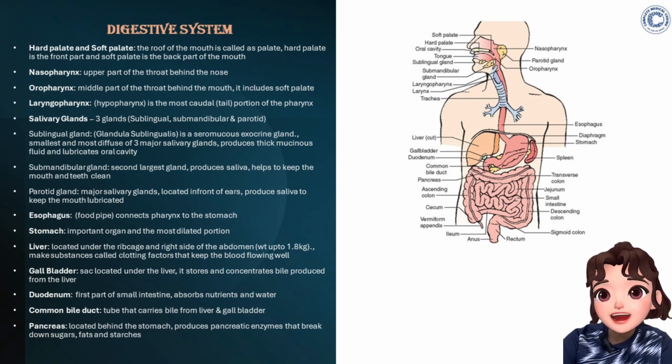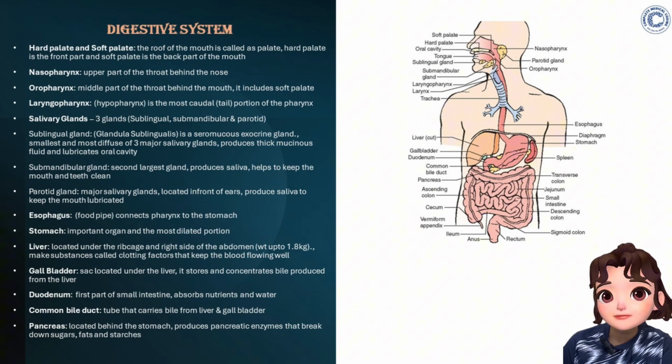Gallbladder. It's a sac located under the liver. It stores and concentrates bile produced by the liver. Duodenum. It's the first part of the small intestine. It absorbs nutrients and water. Common bile duct. It's a tube that carries bile from the liver and gallbladder. Pancreas. The pancreas is located behind the stomach. It produces pancreatic enzymes that break down sugars, fats and starches.